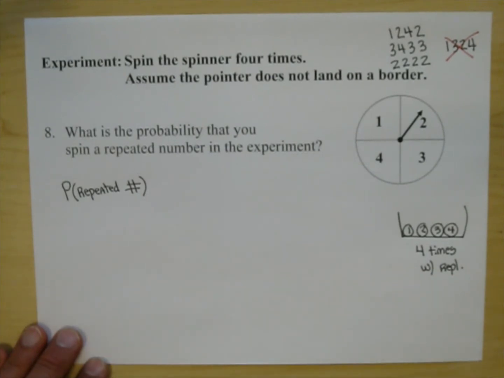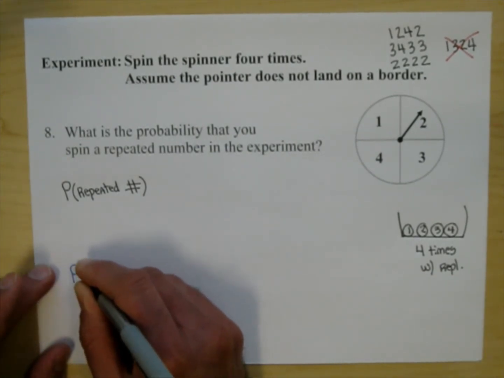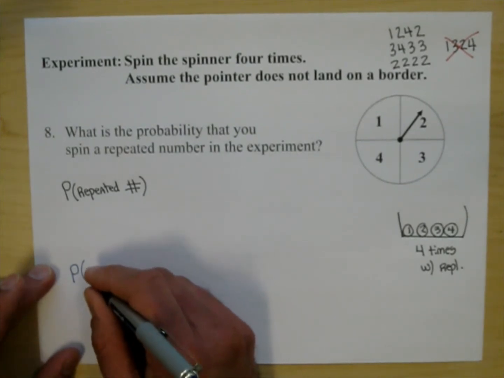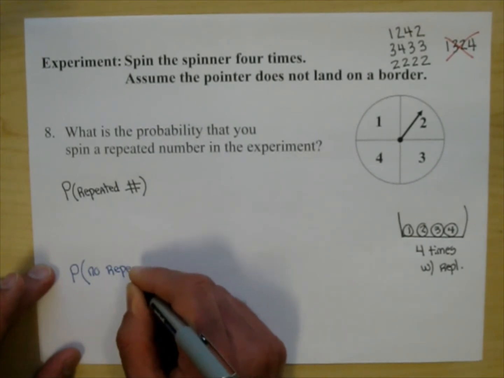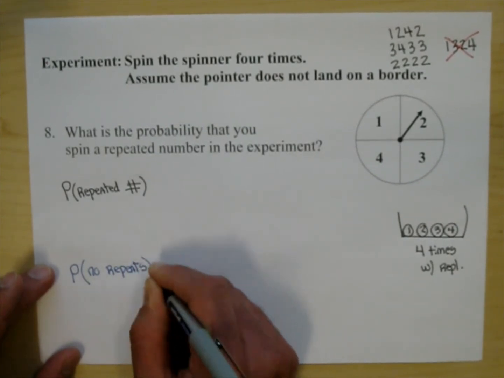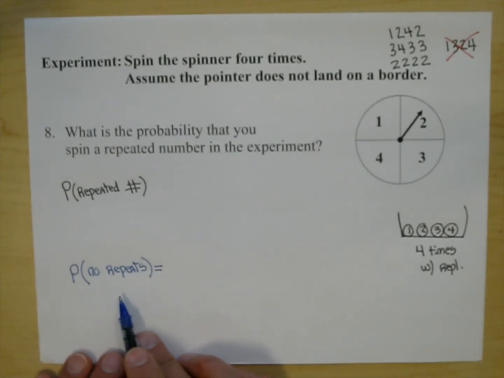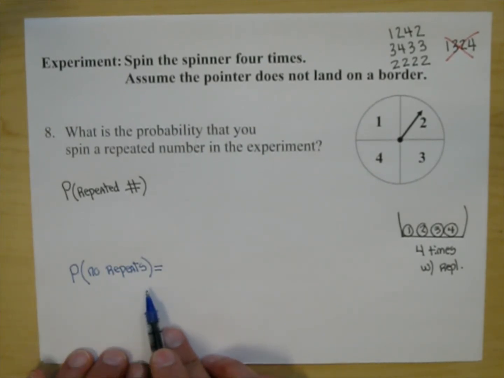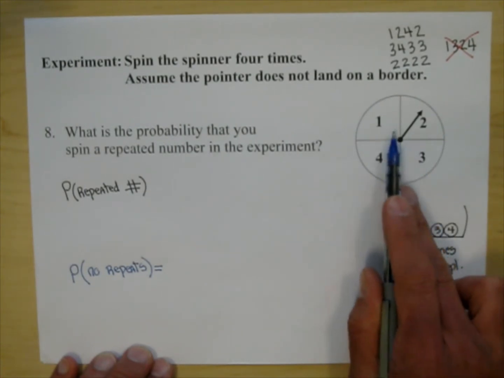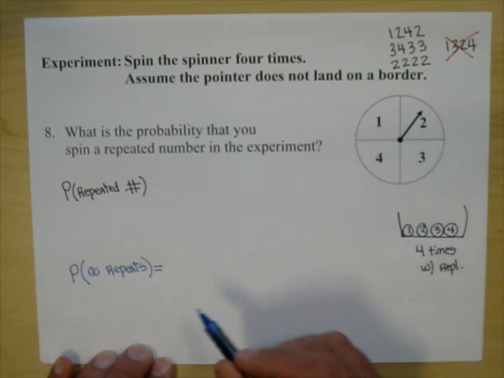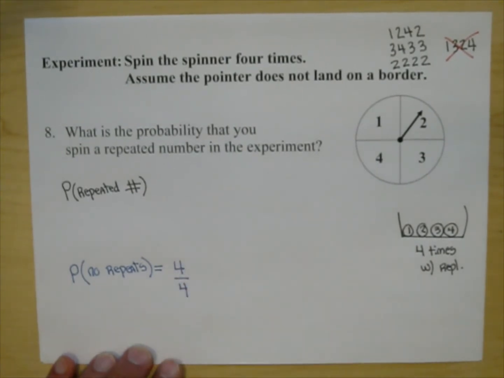But something that's not so tough is the complementary event. The probability of no repeats. And we kind of did a problem like this in the last section. So the probability of getting no repeats, so on your first spin, you can get anything. You can get 4 out of 4.